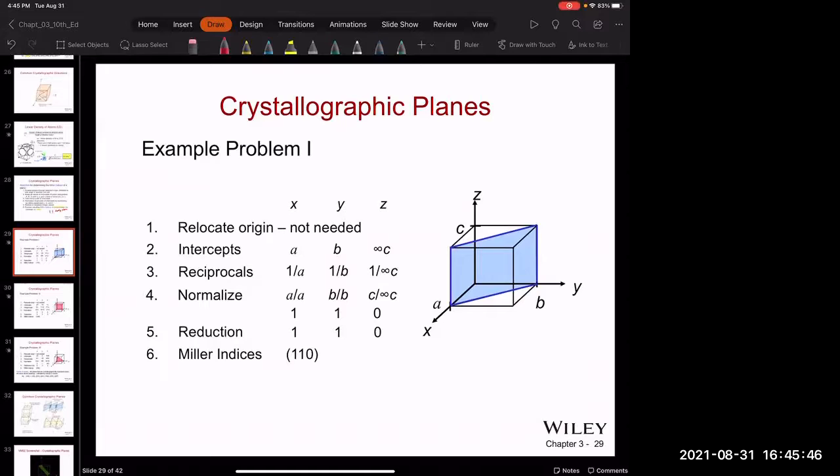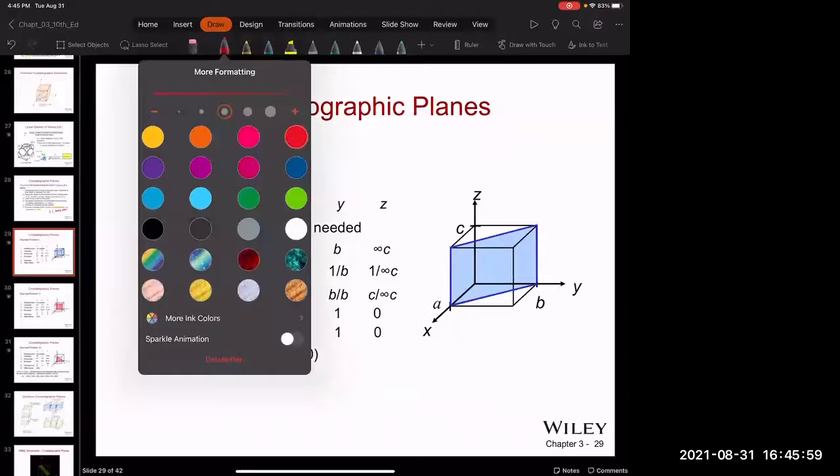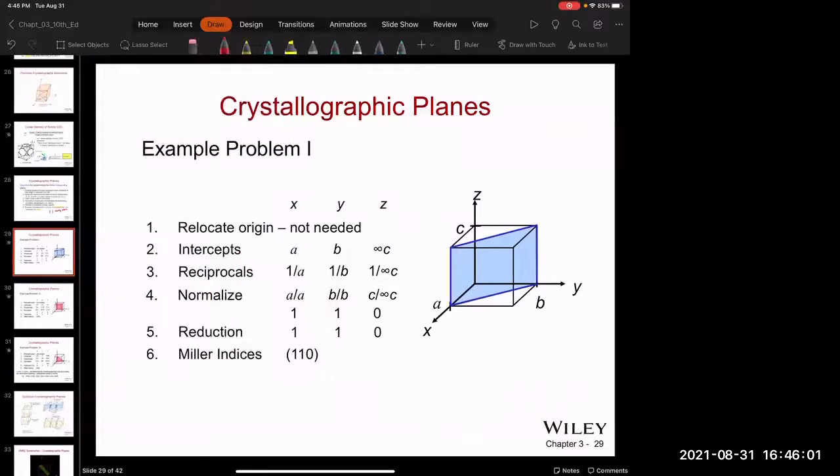Okay, so in this case, the blue color plane is the plane that we try to define for this unit cell. So there's no intersection. If we define this as our origin, this is our origin. So it's not intercepting with that, so we don't need to do anything.